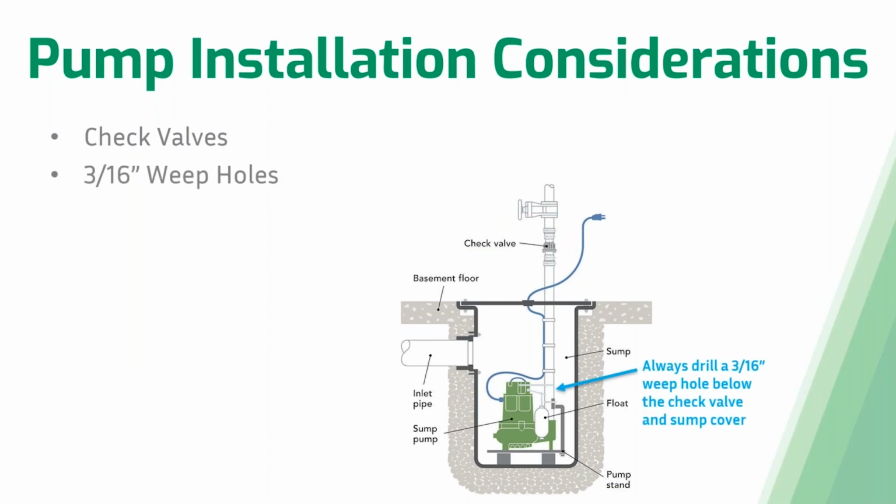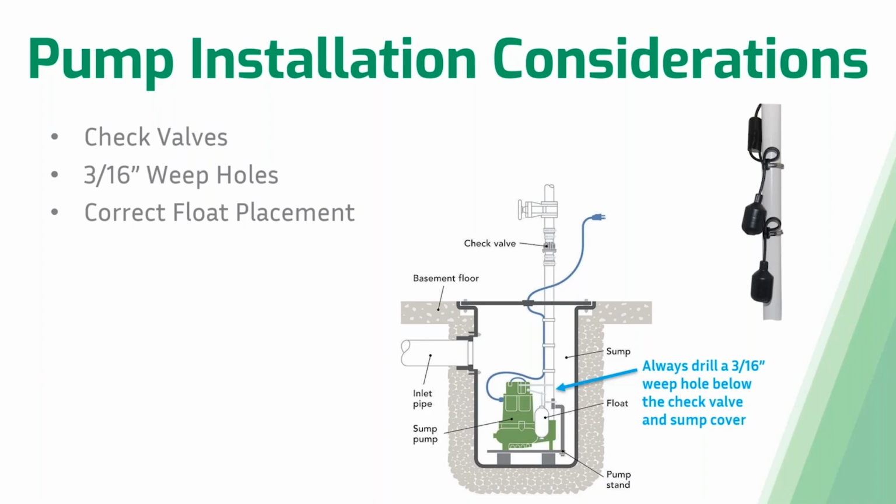Weep holes. One problem that can occur with a pump station is airlock, and that just means air has started to build up inside of that pump, and eventually that impeller is just going to run in air. It's no longer going to move any water. The way to fix that is through weep holes. So we include a weep hole in our pumps on the side of the pump, but that is one of the first things to get clogged with gritty material. So we always recommend drilling a 3/16 inch weep hole below the check valve and sump cover to allow air to escape and thus keep that pump from being airlocked.